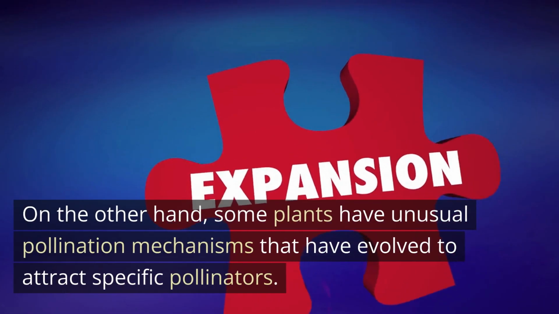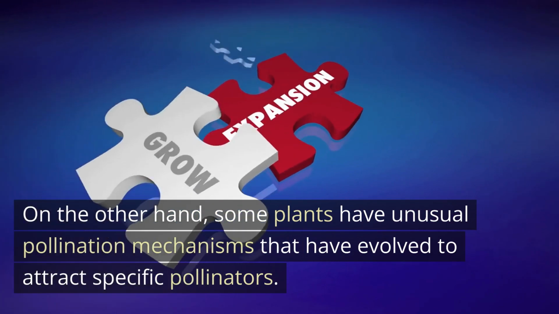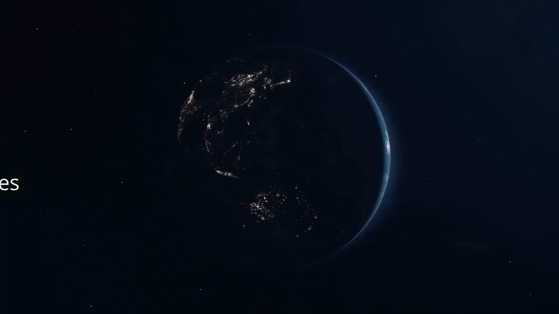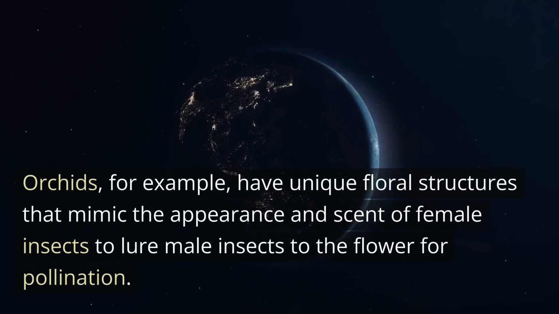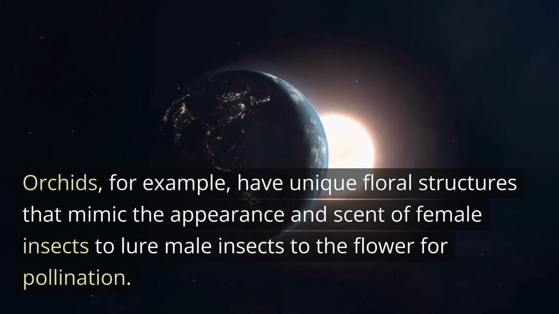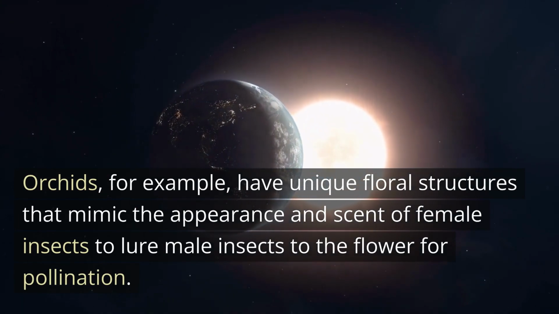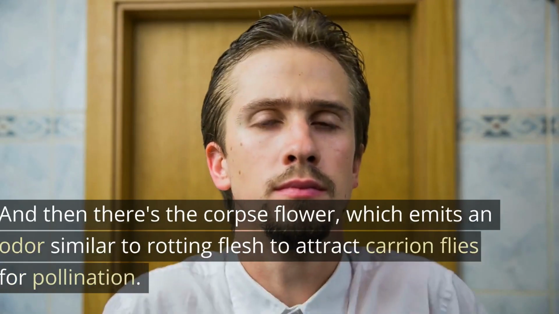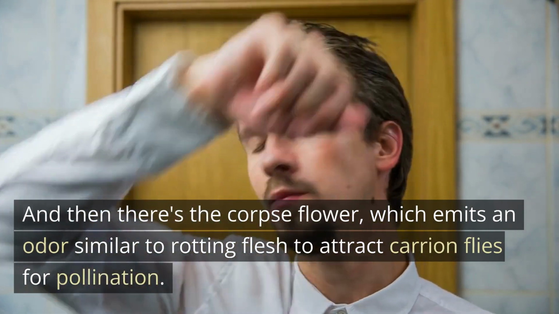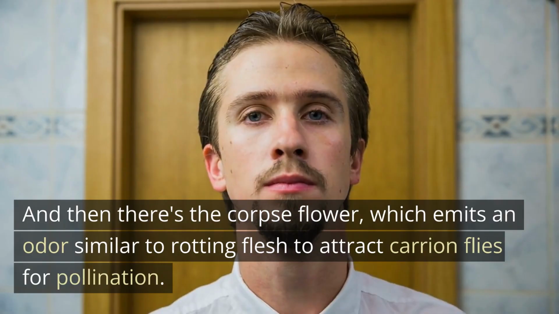On the other hand, some plants have unusual pollination mechanisms that have evolved to attract specific pollinators. Orchids, for example, have unique floral structures that mimic the appearance and scent of female insects to lure male insects to the flower for pollination. And then there's the corpse flower, which emits an odor similar to rotting flesh to attract carrion flies for pollination.